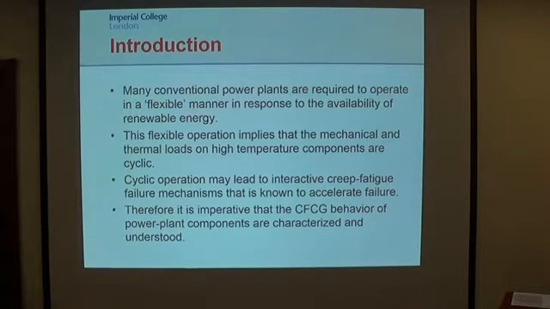So traditionally, power plant components are designed to operate at baseload operations. But nowadays, due to the availability of the renewable energy, the power plant needs to operate in a flexible manner. This flexible operation means that the mechanical and the thermal loads on the high temperature components are to be cyclic. So this cyclic operation may lead to the interactive creep fatigue failure mechanism that is known to accelerate the failure. So therefore, it is important to characterize and understand the creep fatigue behavior of power plant components.